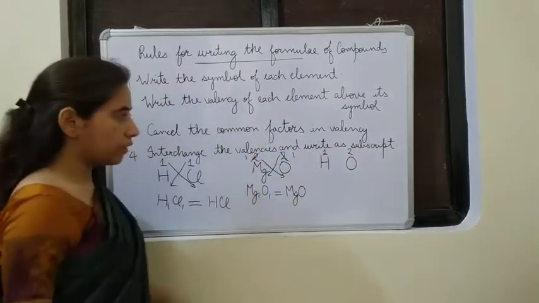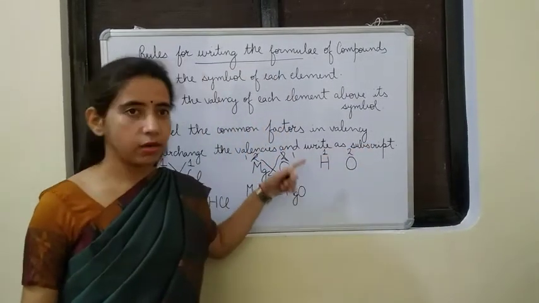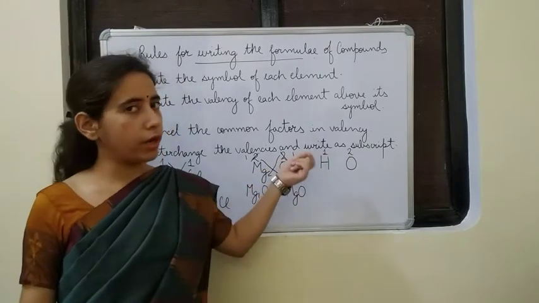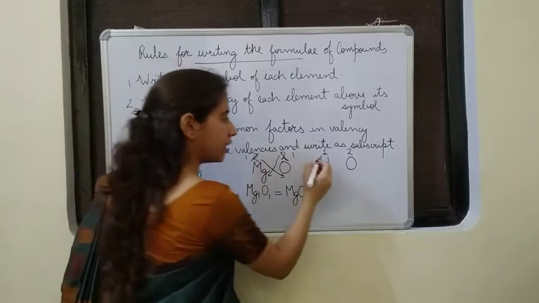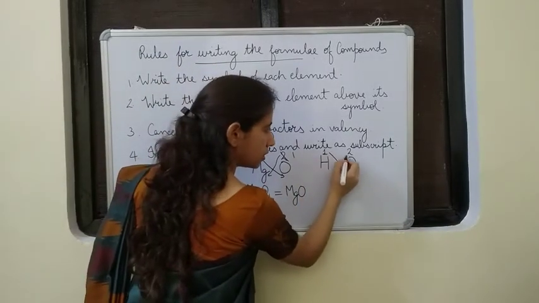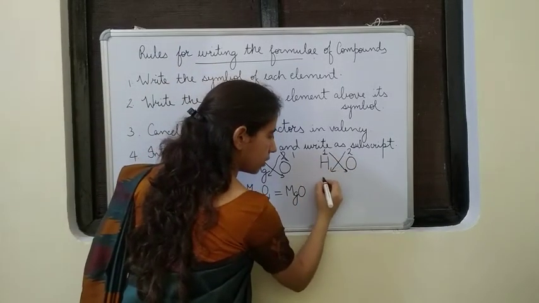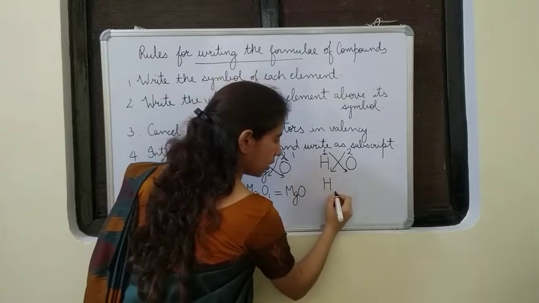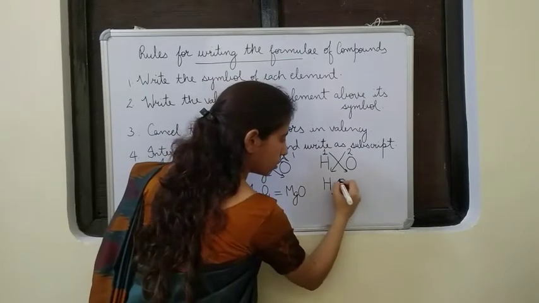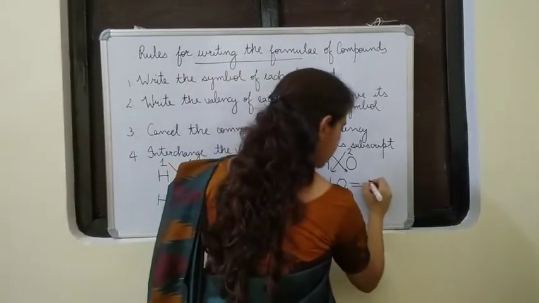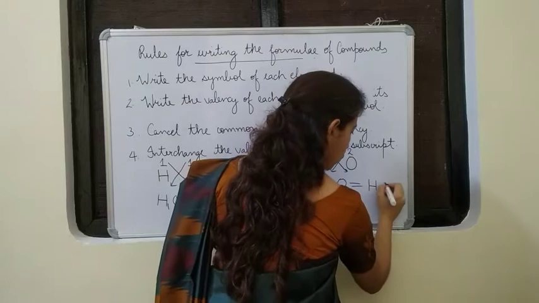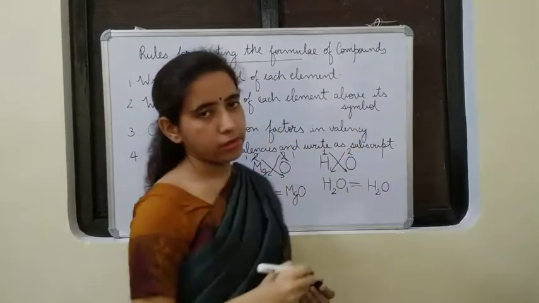Okay. Then we will see if any common factor is there. I don't think any common factor is there. 1 and 2, they can't be divided by a common term, so leave it. Directly cross or interchange the valencies. Okay. Then here comes 2 and here comes 1. We can avoid writing this 1 and directly we can write it as H2O. Alright.